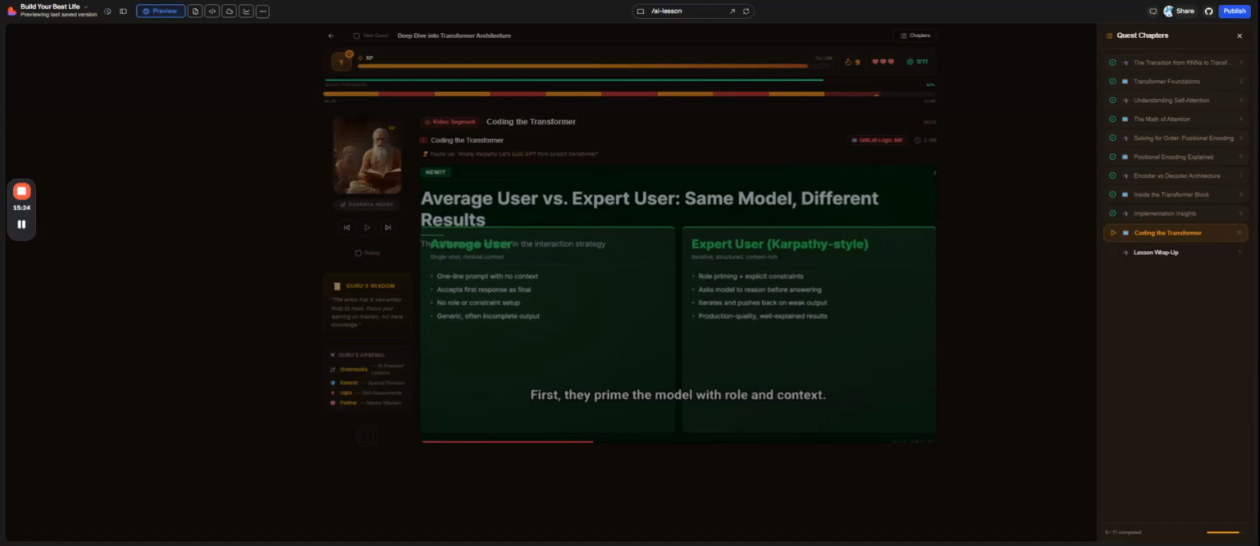First, they prime the model with role and context. Then they describe the constraints, edge cases, error handling, performance requirements. They ask the model to reason out loud before writing code. They review the output, push back on weak spots, and iterate. The final output isn't just a function, it's a reviewed, tested, explained piece of production quality code. Dramatically different result. This difference isn't luck or access to a special tool. It is entirely a function of how you think about and interact with the model.